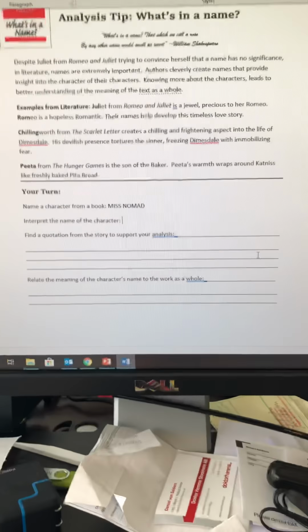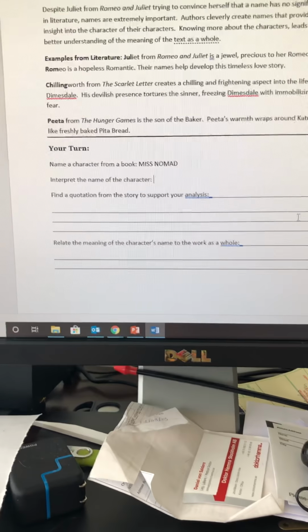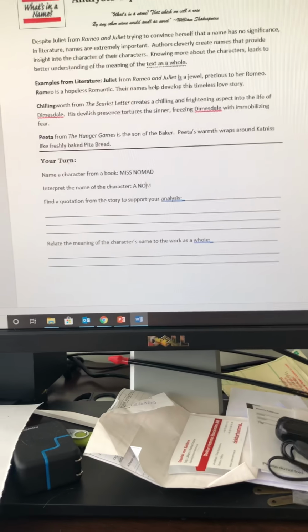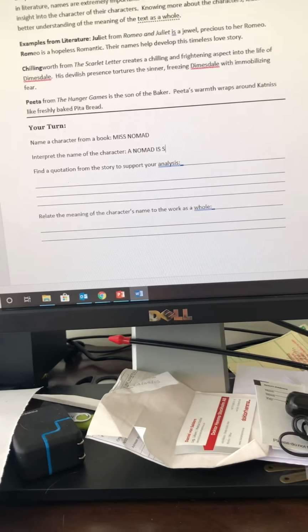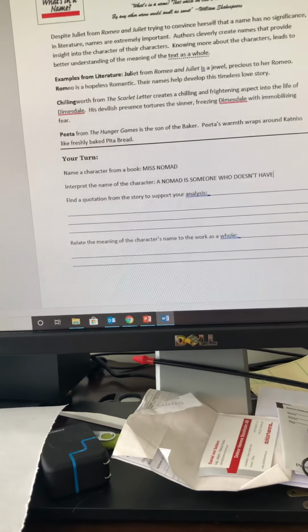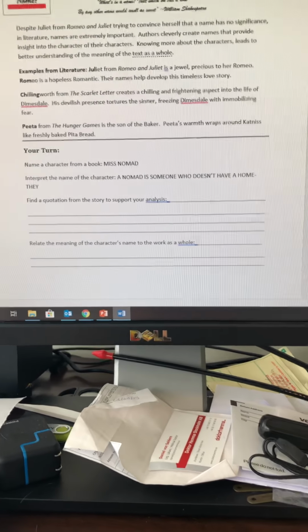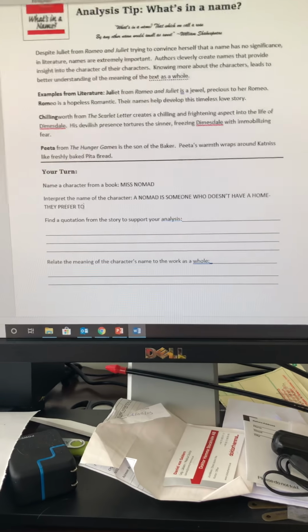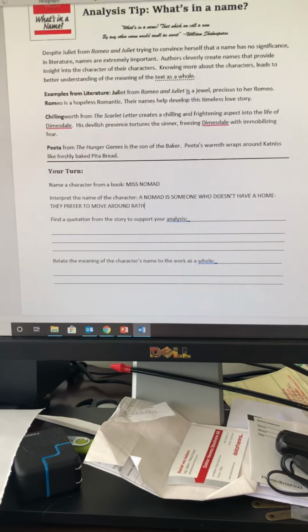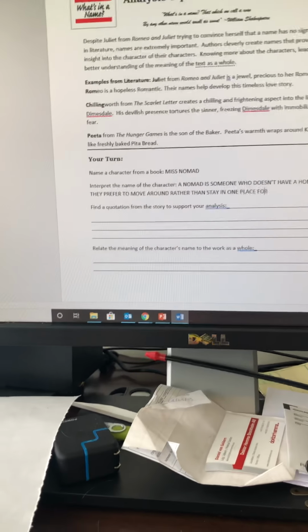Nomads are people who kind of move around from place to place. They aren't really settled down. They don't have a home base. Okay? So I'm going to say a nomad is someone who doesn't have a home. They prefer to move around rather than stay in one place forever.